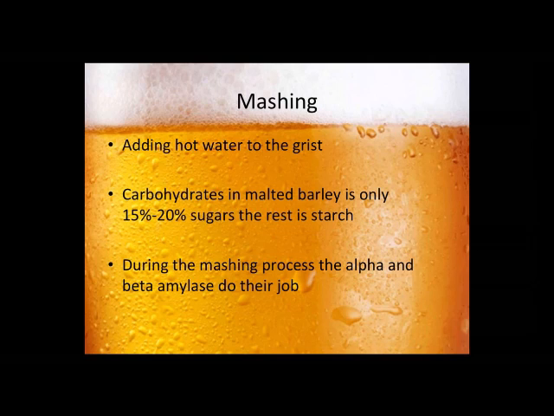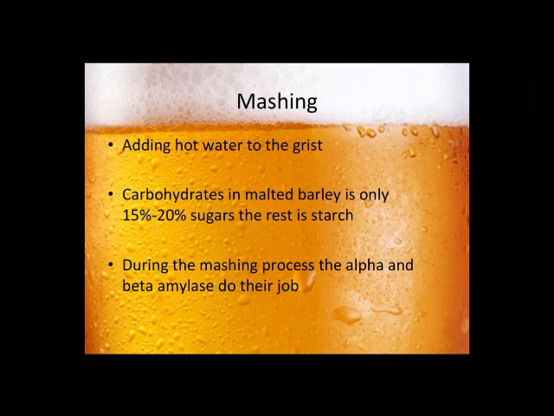Then we mash. We add hot water to the grist. So we take our crushed grain or barley, we add it to hot water. The carbohydrates in the malted barley are only about 15 to 20% sugars. The rest is starch. So we need to let the alpha and beta amylase do their job and convert those starches into usable sugars. This is the same reaction that happened during the malting process.